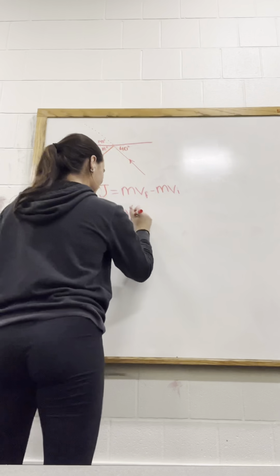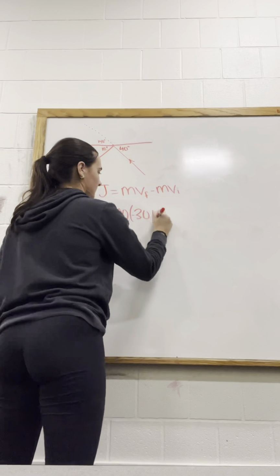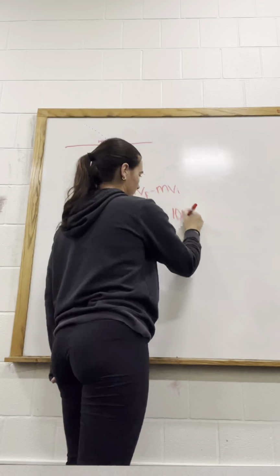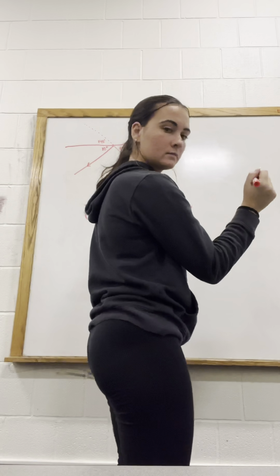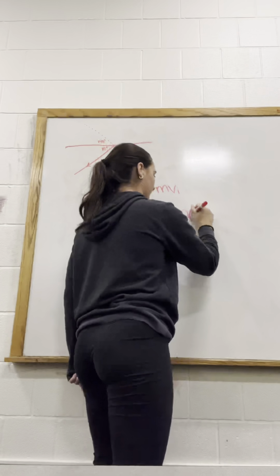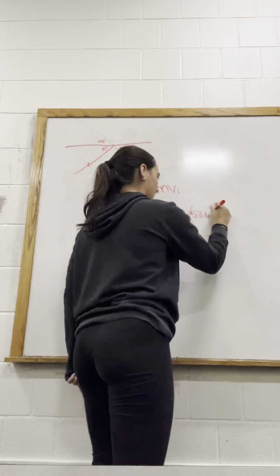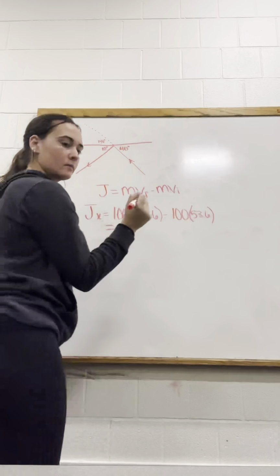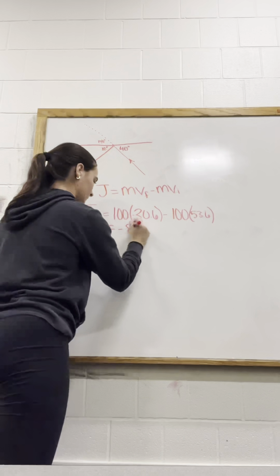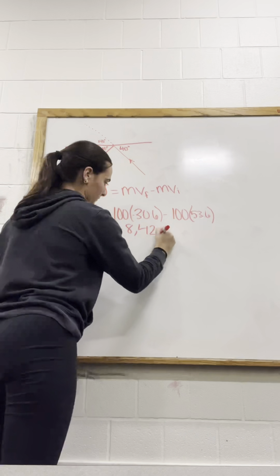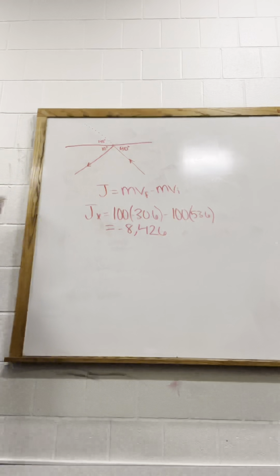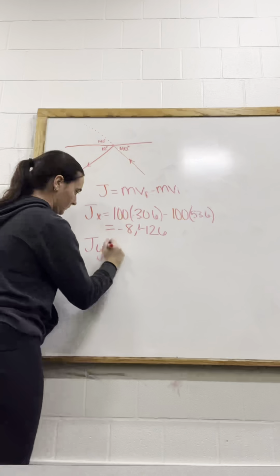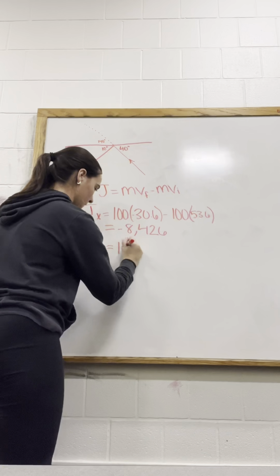To find the x, we did 100 times negative 30.6 minus 100 times 53.6. After solving this, we get negative 8,426. We do the same thing along the y direction.